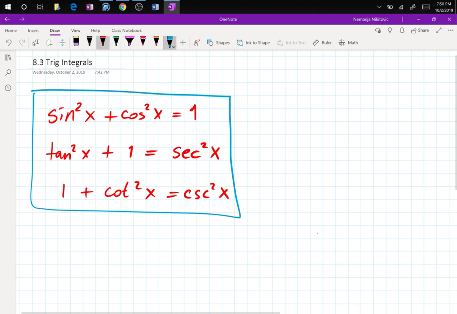And the other two equations that you must know is that sine squared x is equal to 1 minus cosine 2x over 2, the power reducing formulas.